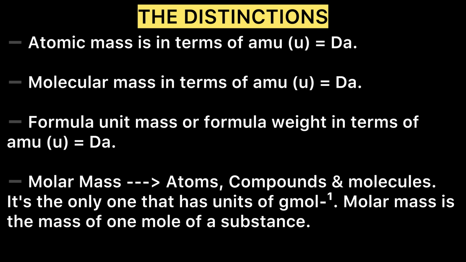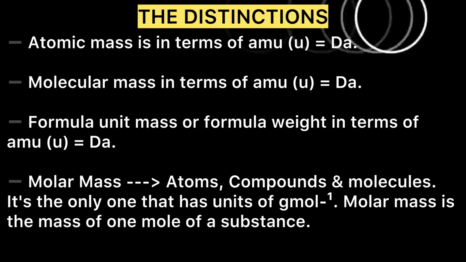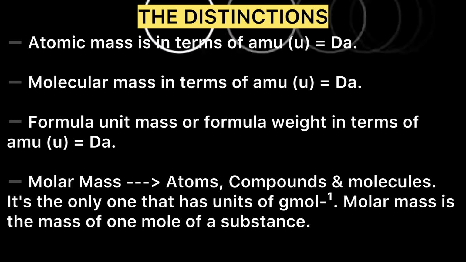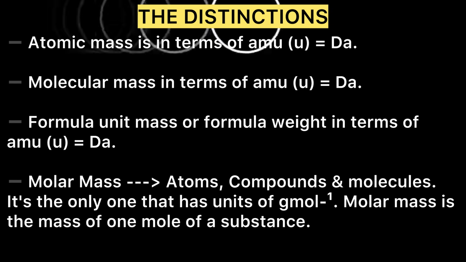Then lastly, molar mass represents all of them. So it comprises atoms, compounds, and molecules. It is the only one that has units of gram per mole. So people make the mistake of putting units on relative atomic mass. Relative atomic mass does not have units.